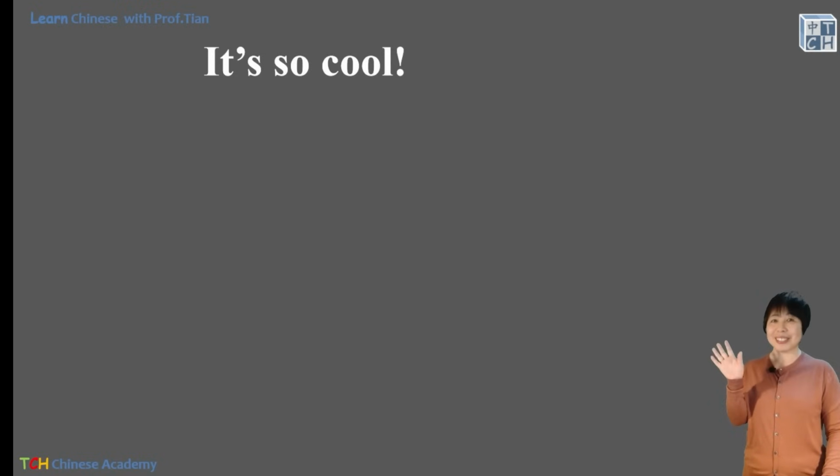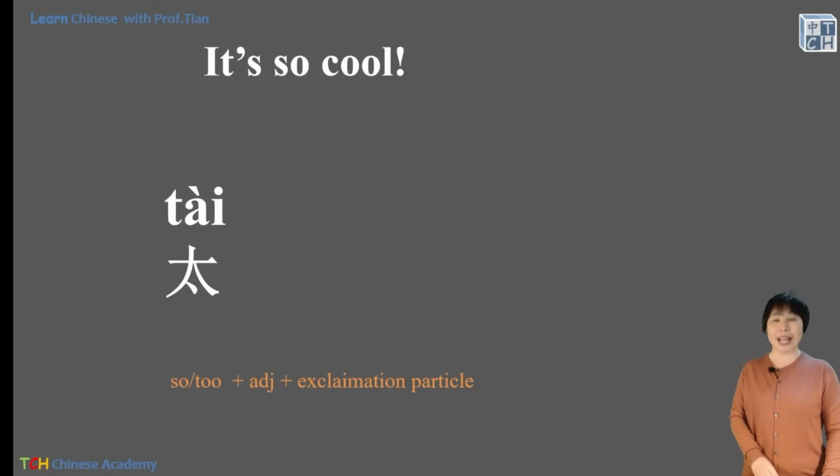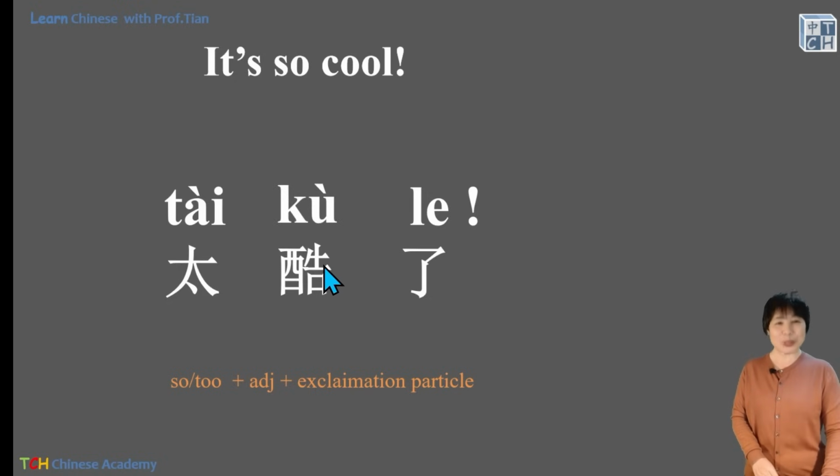Remember, no "it's," just an adjective, beginning with 太 and ending with 了. So how do we say cool? Actually, we use the English word based on the sound. So we just use "cool," the same pronunciation. So 太酷了.